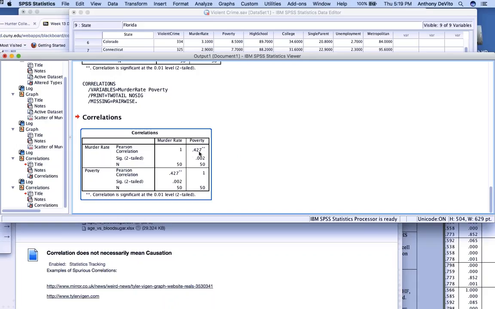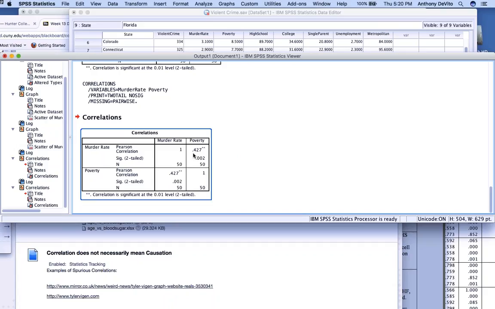Now the poverty and unemployment. We can try all of these. As a matter of fact, each one of them. Now the thing I want to point out here is that it's a positive number, 0.427. It's a fairly good association, a correlation of 0.427, a positive number.